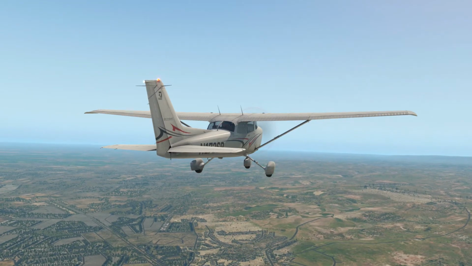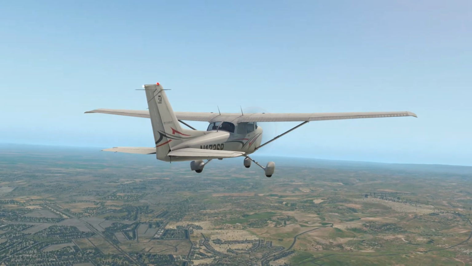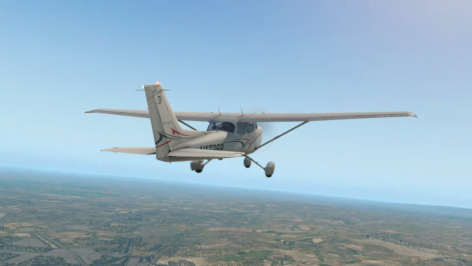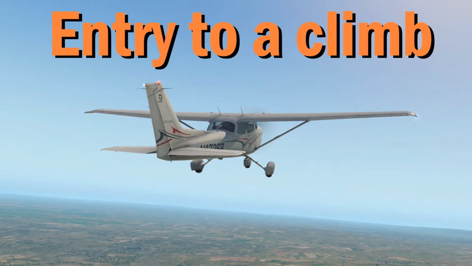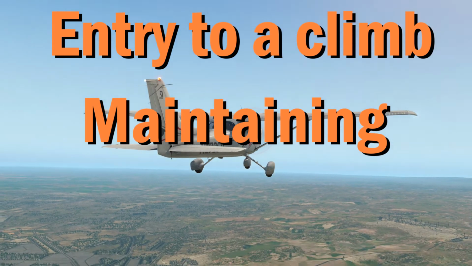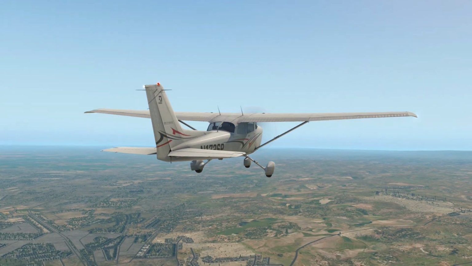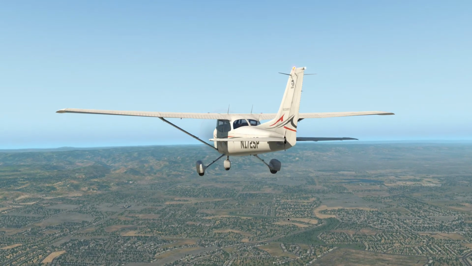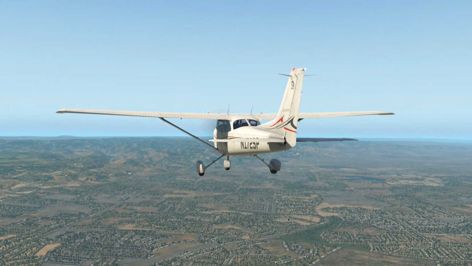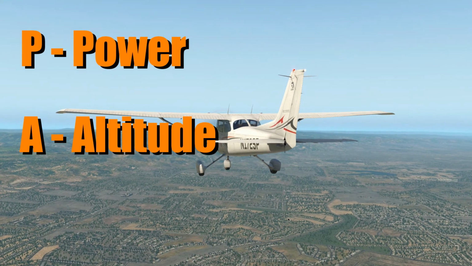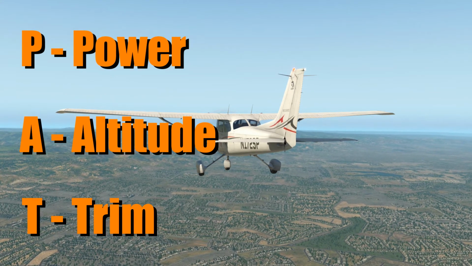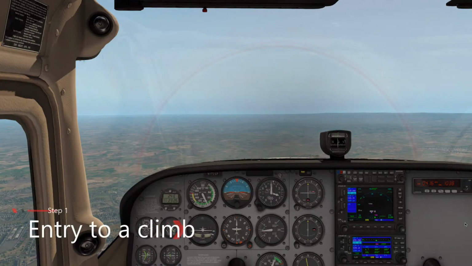So what are the techniques to do a climb? It is not just only pulling your yoke. Usually we have three stages: entry to a climb, maintaining a climb, and leaving the climb to level. In entry to a climb, we use a technique called PAT. P for power, A for attitude, T for trim. Okay, let's start to climb.